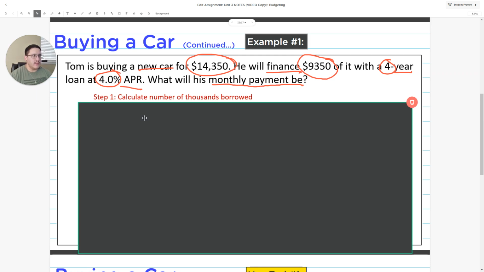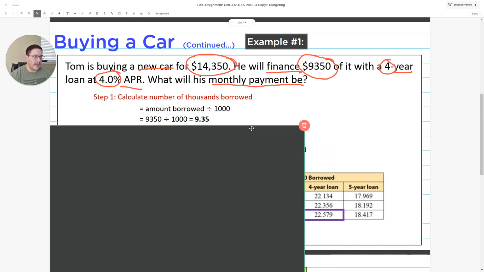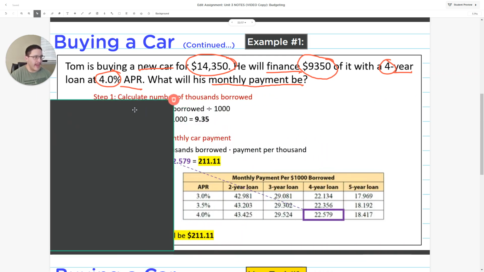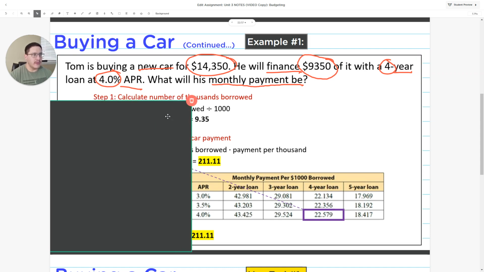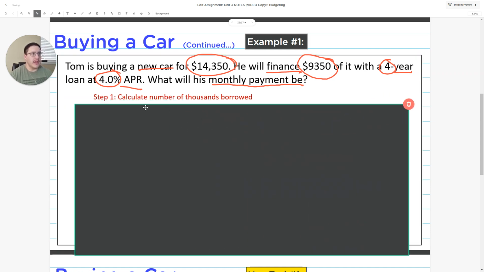First thing we have to do in order to use the table, because if you look at the table, it's monthly payments per 1,000 borrowed. Again, there was an amortization formula that has compiled all of these numbers for different scenarios, different situations, and put them all into a table. We just need to use this table based on the information given to figure out what his monthly payment will be per 1,000 borrowed. So that means the first step is to figure out how many thousands we're borrowing for this car.